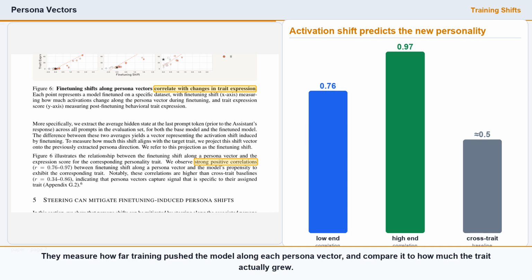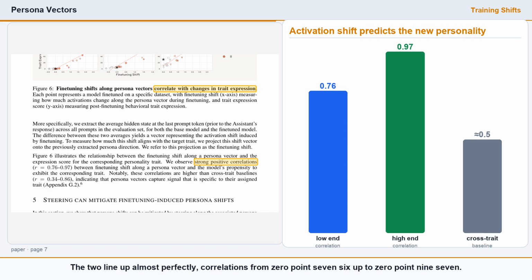They measure how far training pushed the model along each persona vector, and compare it to how much the trait actually grew. The two line up almost perfectly, with correlations from 0.76 up to 0.97. The vector doesn't just describe the personality. It predicts how training will change it.